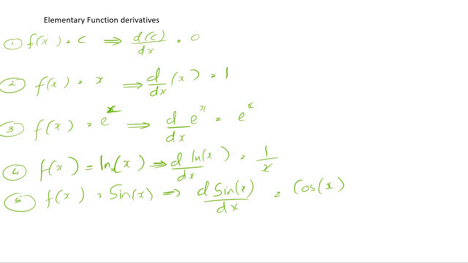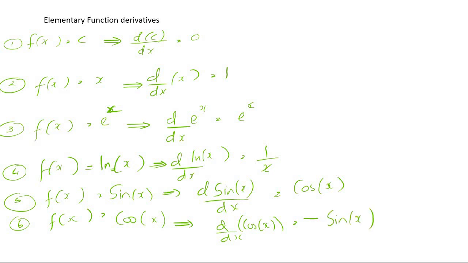I'm not using first principles to show these, just stating some of the derivatives here. Then sixth, f(x) equals cos x, and the derivative of cos x is equal to minus sin x. Remember that, it's minus sin x.